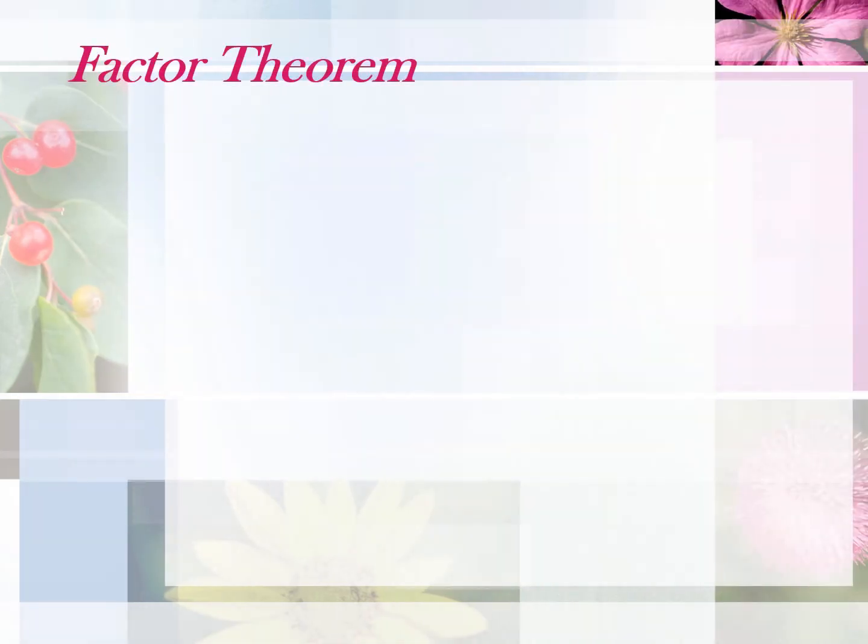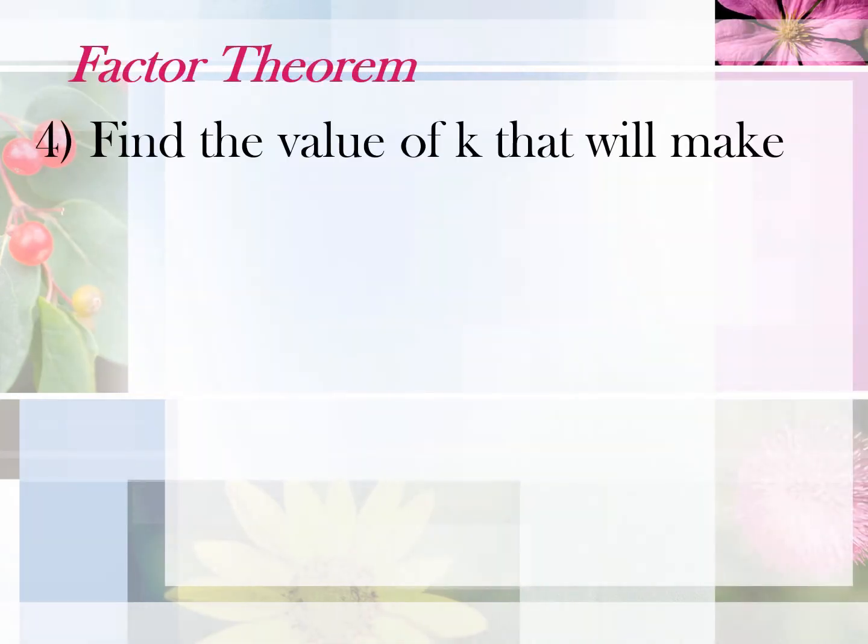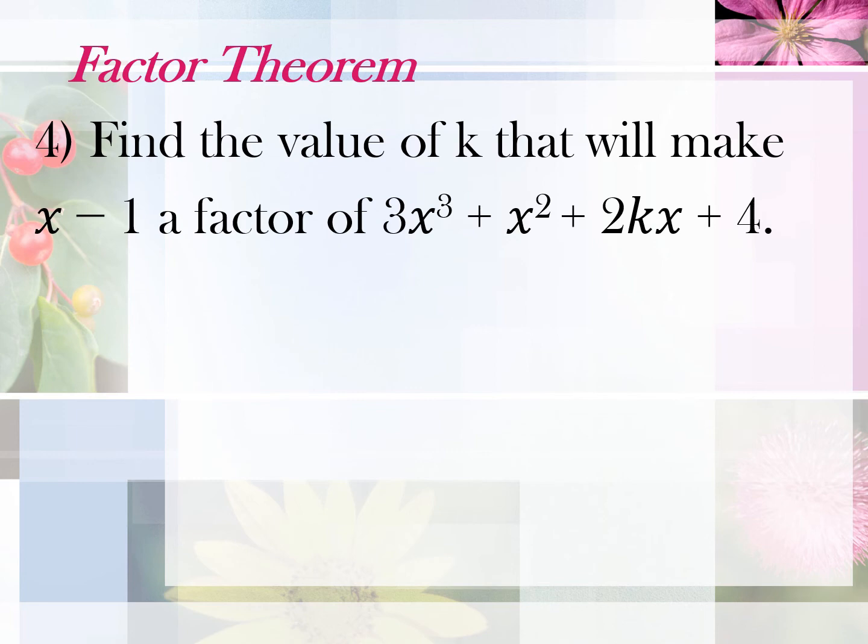Let's have our fourth example. Find the value of k that will make x minus 1 a factor of 3x cubed plus x squared plus 2kx plus 4.